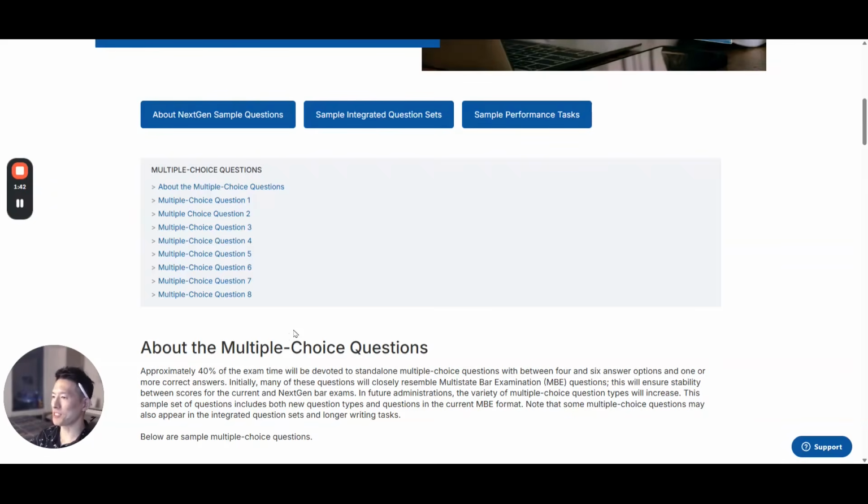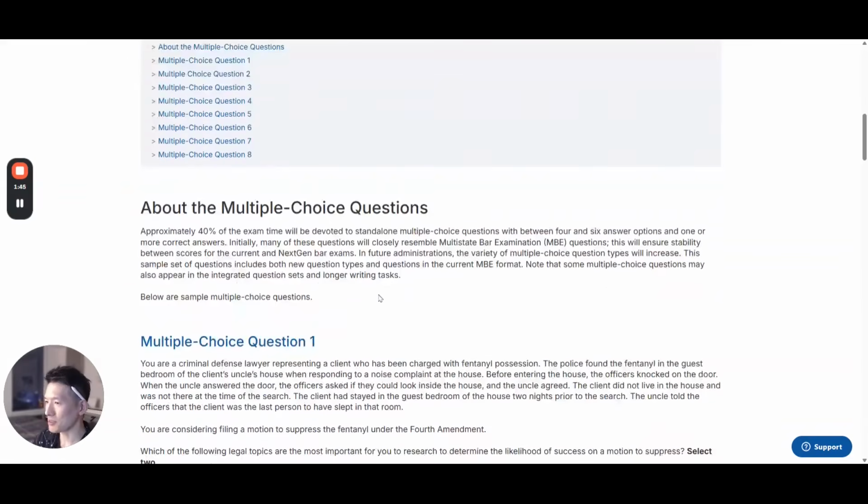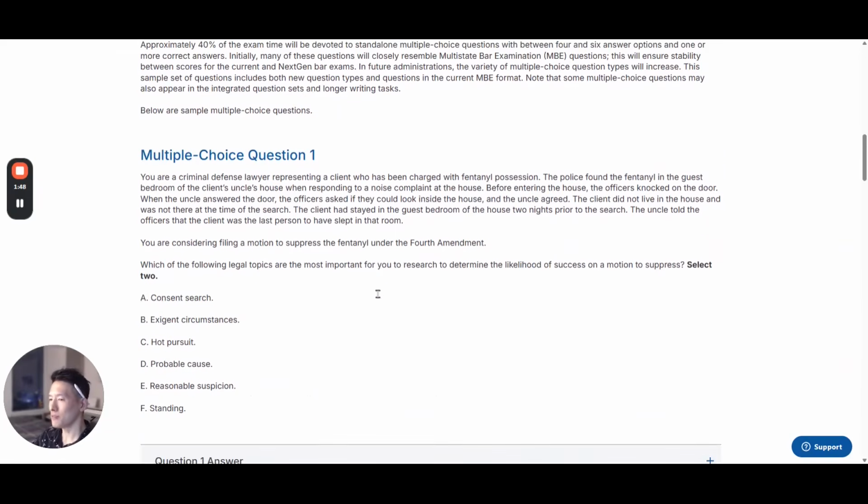But today I just want to go over these 8 questions and see how we can start to think about these questions. Right off the bat, there are some overlaps and there are some differences between these new MCQs and the legacy or the classic MBE style questions. For example, if we take a look at question number 1, you're going to see phrasing like you are a lawyer representing a client, select 2 instead of 1. So there are some minor differences, but at its core, the way to approach them is still similar.